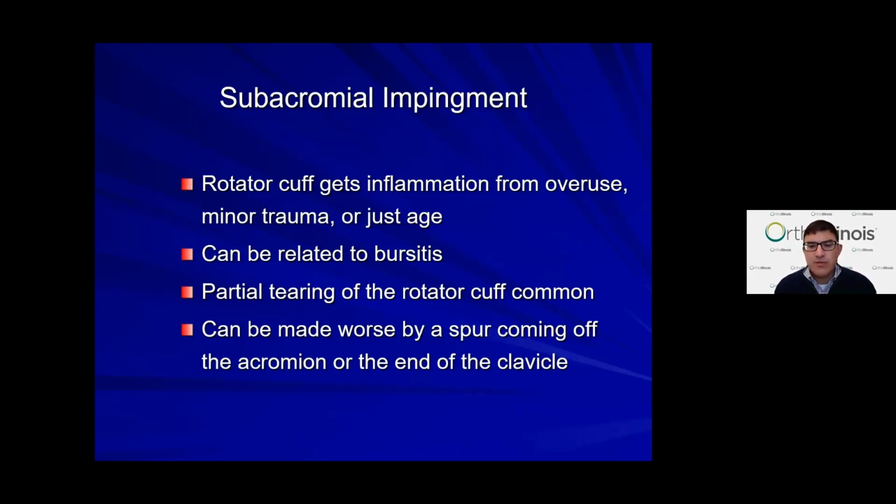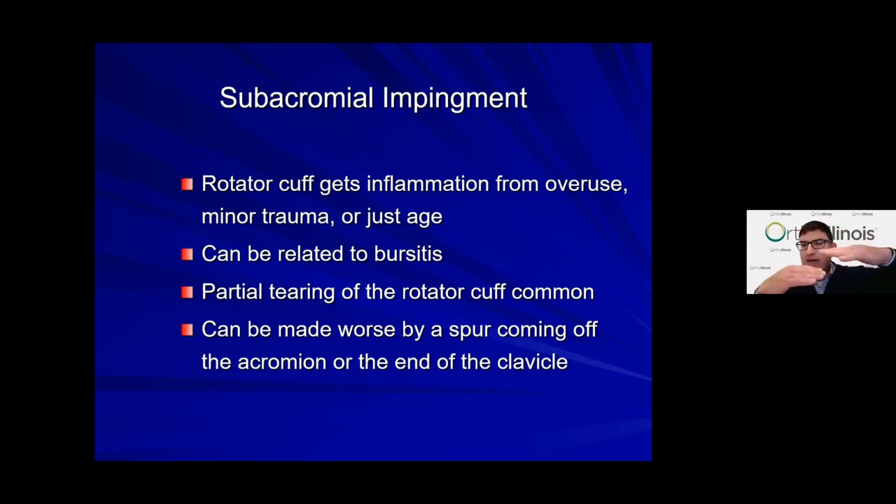So let's talk about subacromial impingement. Subacromial impingement is when the rotator cuff gets inflammation from either overuse, trauma, or sometimes it's just age-related. It can be related to bursitis, which is an inflammatory process in the fluid sac that goes between the acromion, which is the bone on top of the shoulder, and the rotator cuff.